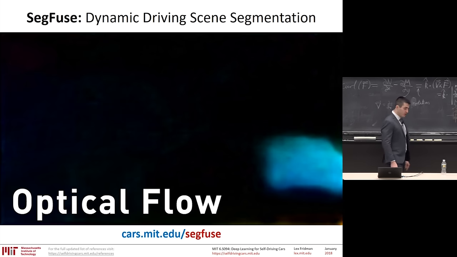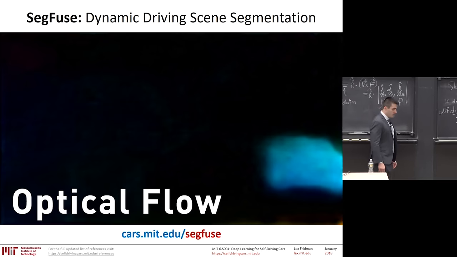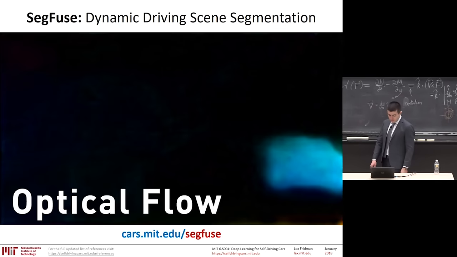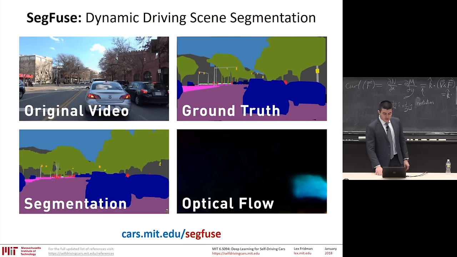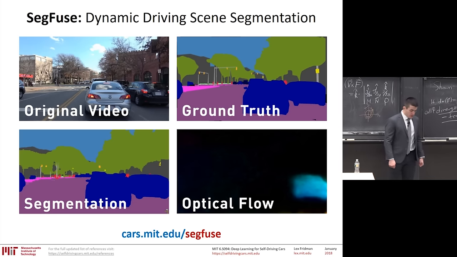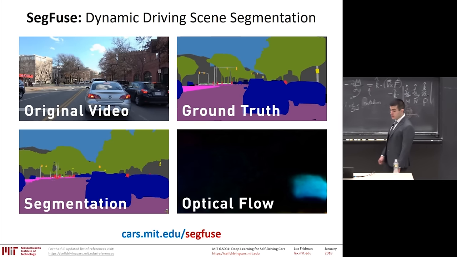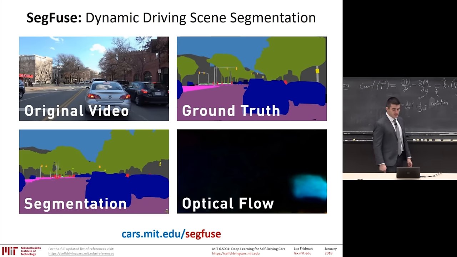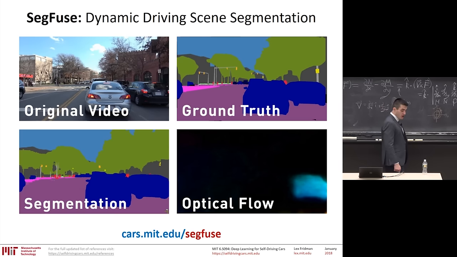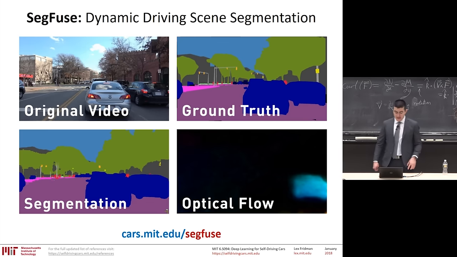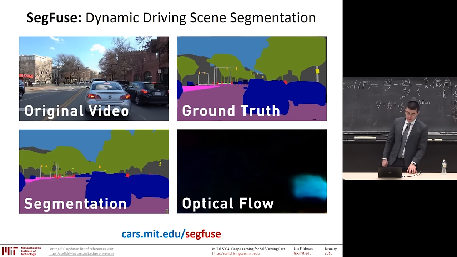And we're also providing the optical flow from frame to frame to frame. So the optical flow based on FlowNet 2.0 of how each of the pixels moved. Okay. And that forms the SegFuse competition. 10,000 images. And the task is to submit code. We have starter code in Python and on GitHub to take in the original video, take in for the training set the ground truth, the segmentation from the state-of-the-art segmentation network, the optical flow from the state-of-the-art optical flow network, and taking that together to improve the segmentation on the bottom left, to try to achieve the ground truth on the top right.